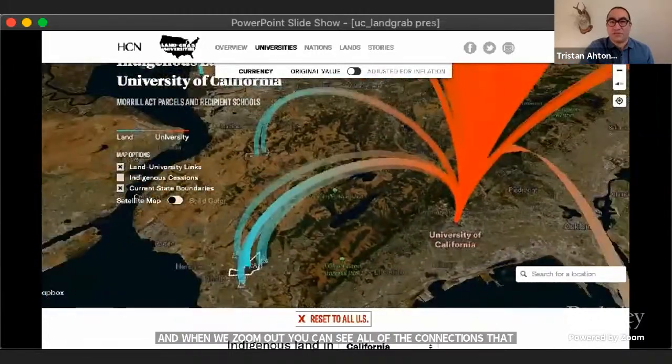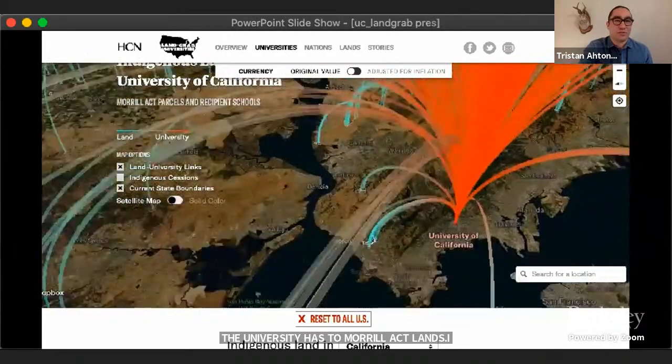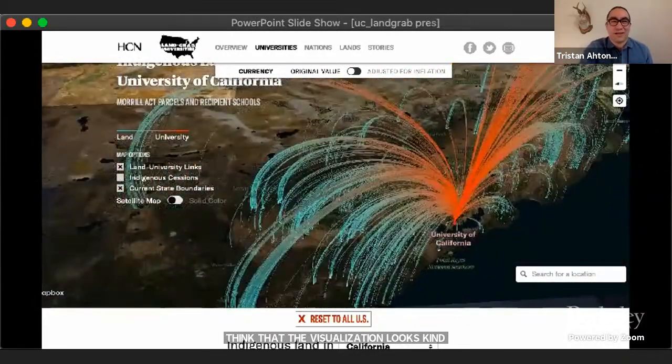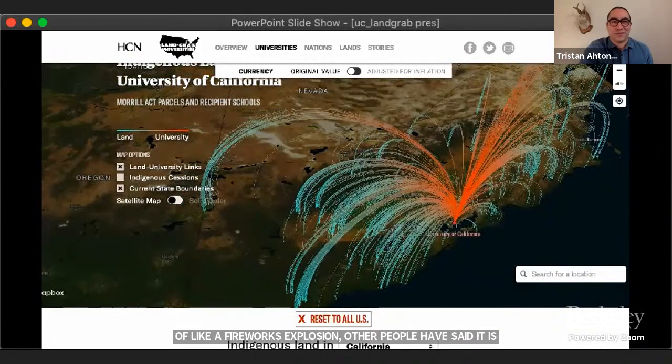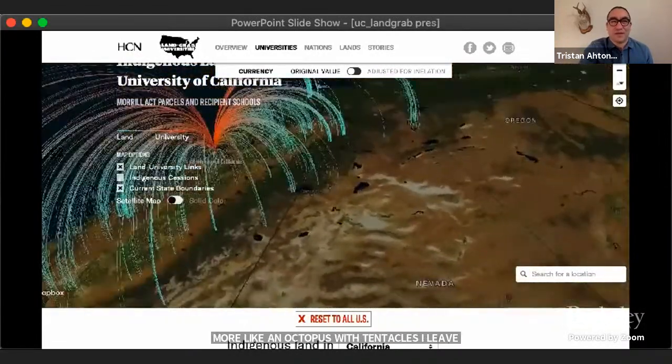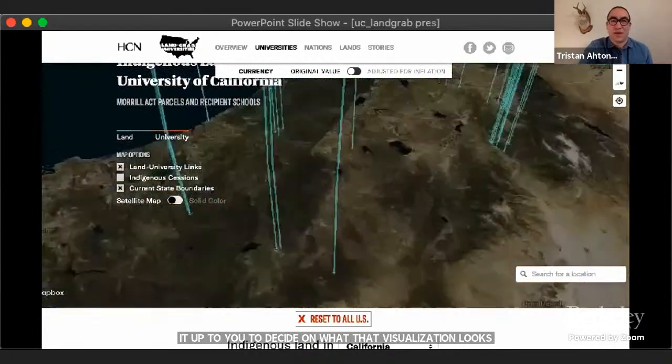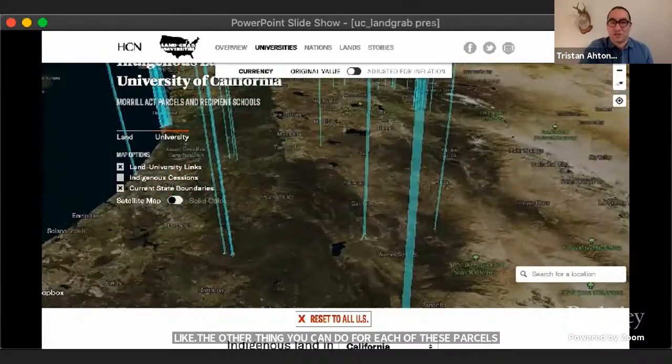I think that the visualization looks kind of like a fireworks explosion. Other people have said it's more like an octopus with tentacles, but I leave it up to you to decide what that visualization looks like. The other thing you can do for each of these parcels is click on them and go to a page just for that parcel.